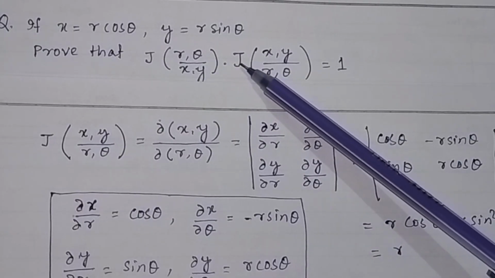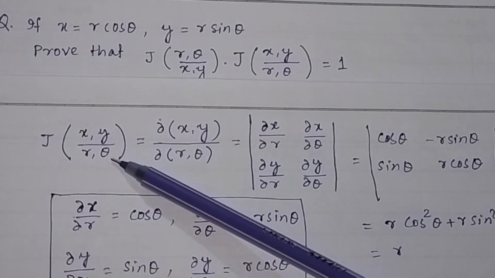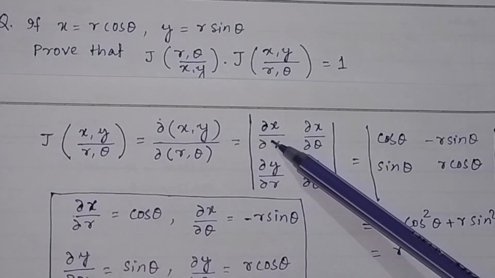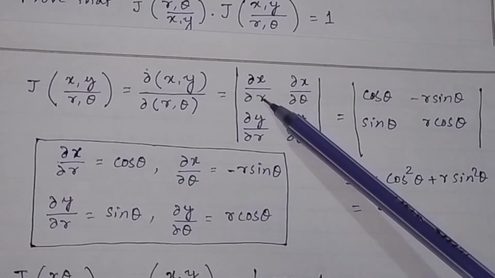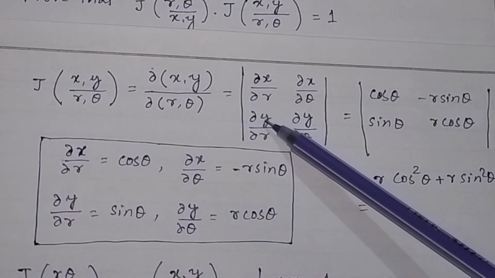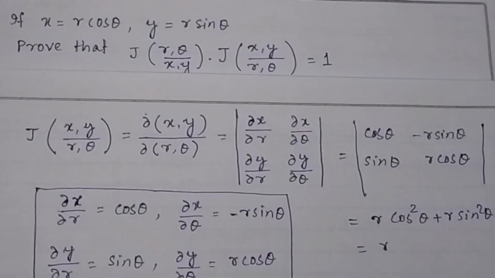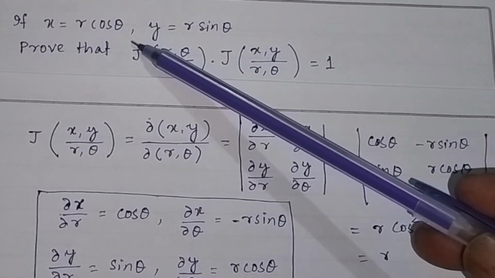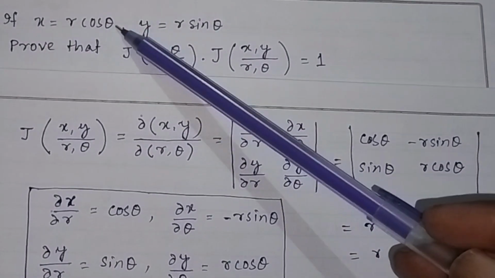Now we'll find out Jacobian of xy with respect to r theta. So Jacobian of xy with respect to r theta is the determinant of partial derivative of x with respect to r, partial derivative of x with respect to theta, then partial derivative of y with respect to r, partial derivative of y with respect to theta. And it is given that x is equal to r cos theta. So what will be partial derivative of x with respect to r? That will be equal to cos theta.